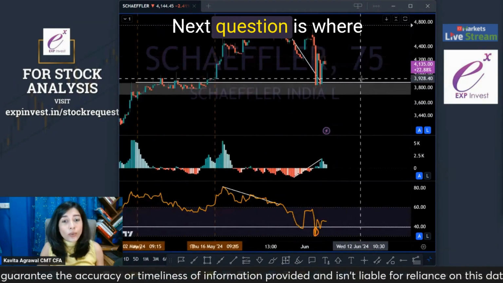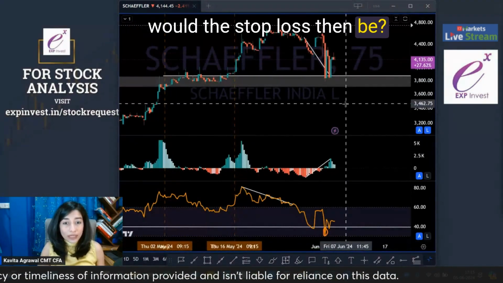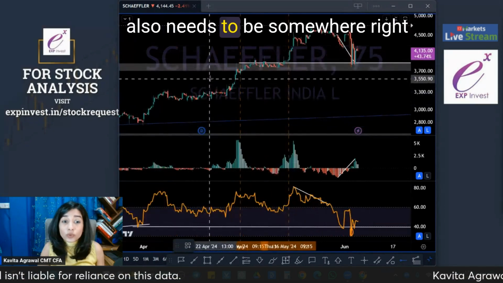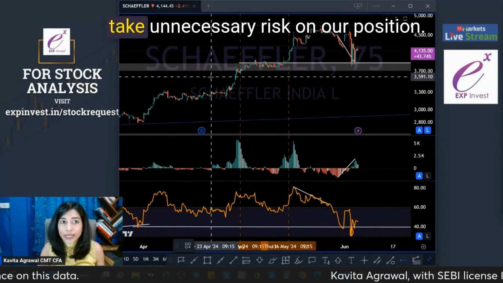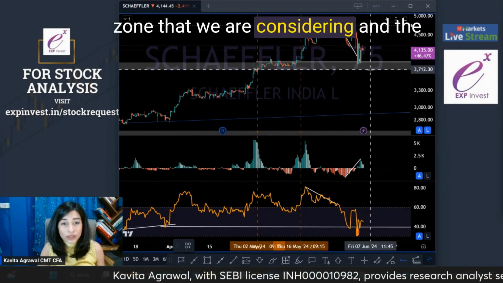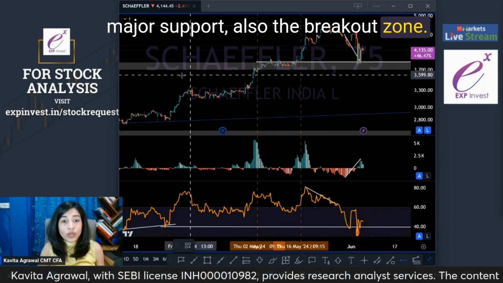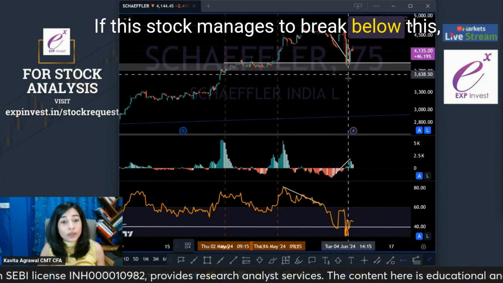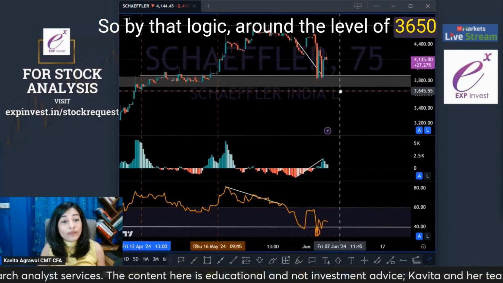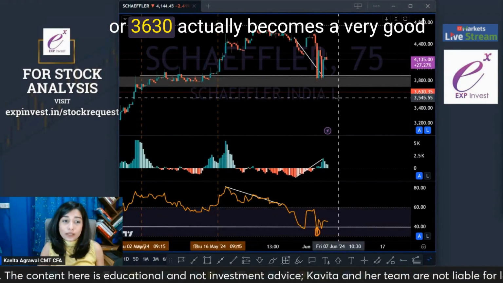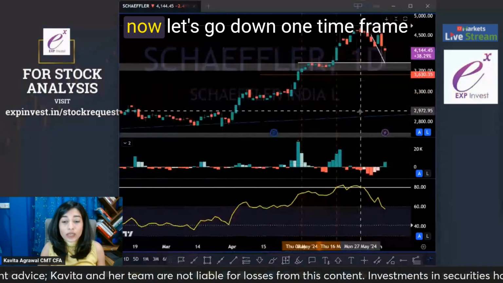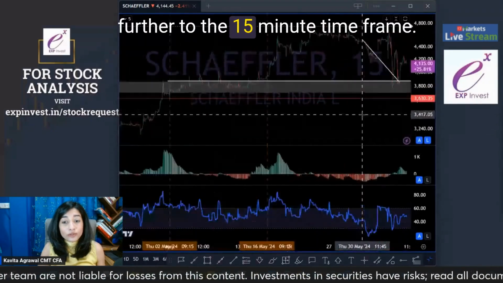And the next question is, where would the stop loss then be? Naturally, if this is the buying zone or the major support zone, the stop loss also needs to be somewhere right below that, because we don't want to take unnecessary risk on our position. So considering this is the buying zone and the major support, also the breakout zone, if the stock manages to break below this, then we no longer want to risk our capital. By that logic, around the level of 3650 or 3630 becomes a very good potential stop loss for this position. Now, let's go down one time frame further to the 15-minute time frame.